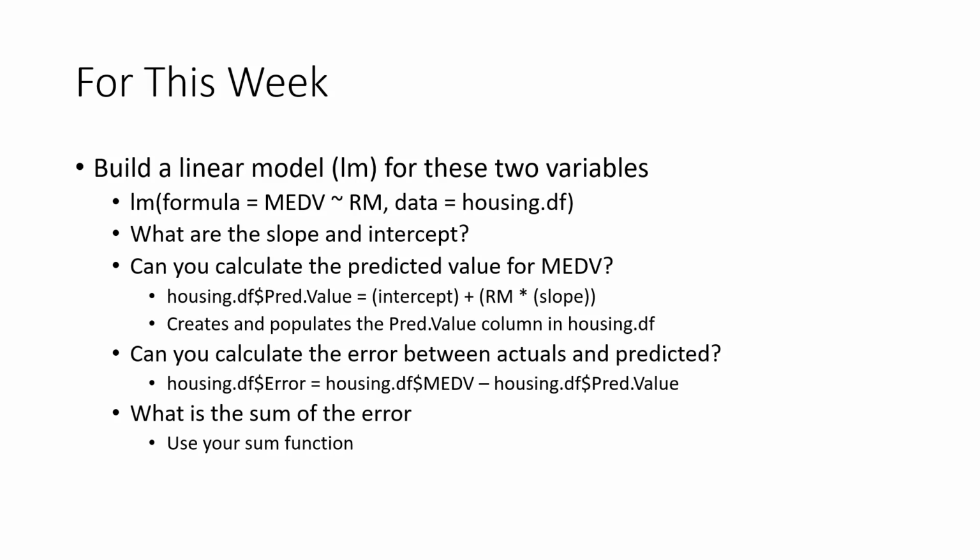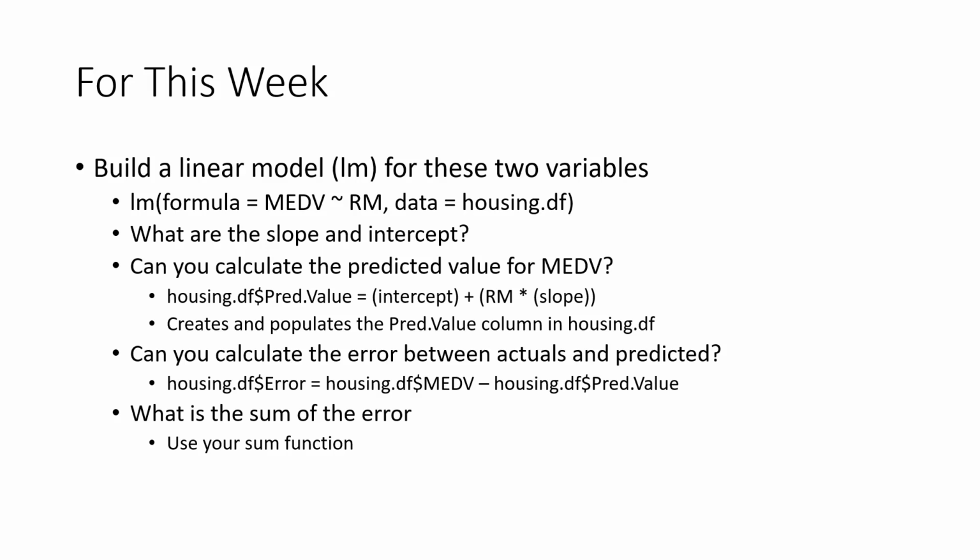Keep in mind that if the intercept shows up as a negative number, which it often does because of the way that linear modeling works, then you might switch the order around and have RM times the slope value in parentheses minus the actual intercept value. This will create and populate a predicted value column in housing.df, and then you can use a view command to make sure it was there. Remember, when the results of the view command first come up, they may not show your newly added column until you expand to full screen.